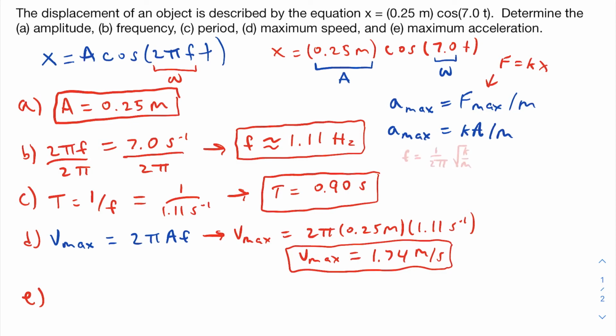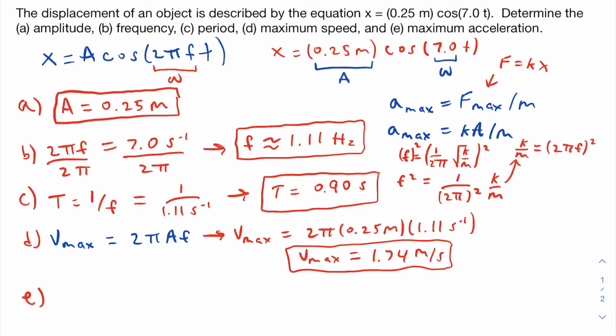In my previous video, I showed how the frequency is equal to 1 over 2 pi multiplied by the square root of the spring constant divided by the mass. Squaring both sides and rearranging to solve for k over m, we can say that the spring constant divided by the mass is equal to the square of 2 pi times the frequency.